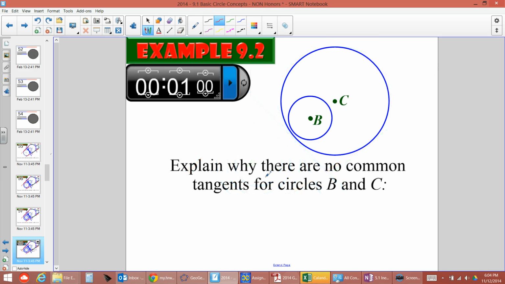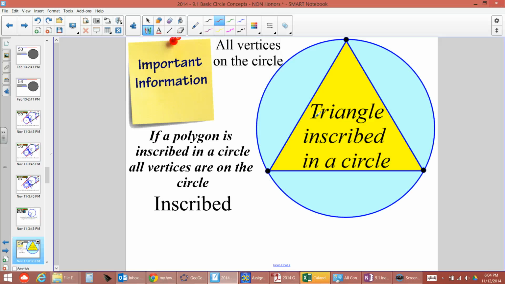So right here, take a minute and explain why there are no common tangents for B and C. Why can I not be tangent to B and be tangent to C? So pause the video if you want to. Think about this a little bit. But if I draw a tangent line to B, is there any way for it to touch B one time and only touch circle C one time? No, because B is on the inside of it. If B is completely inside and they're not internally tangent, then there's no way to have a common tangent.